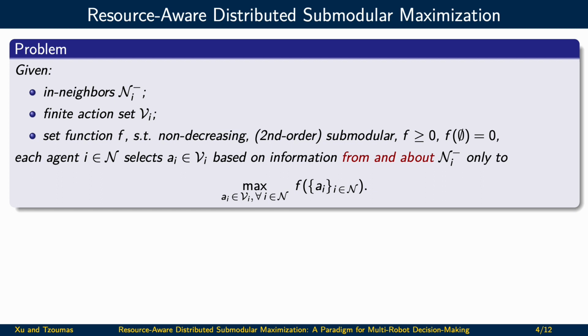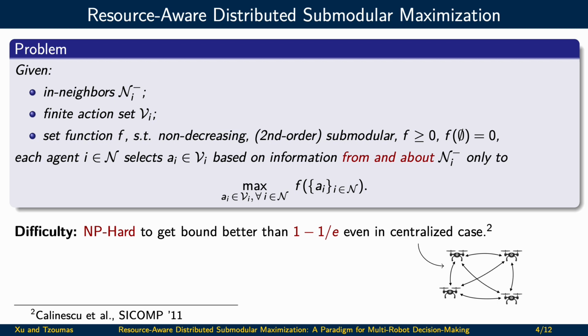The formal definition of resource-aware distributed submodular maximization is as follows. With the distributed communication, each agent i is given an in-neighborhood N_i^-, a finite action set V_i, and the monotone submodular and second-order submodular function f that captures the task utility. And based on information from and about enablers only, they want to each select an action to collaboratively maximize the function f. This problem formulation is different from the merely distributed submodular maximization above, as here each agent requires information not only from enablers only, but also about enablers only.